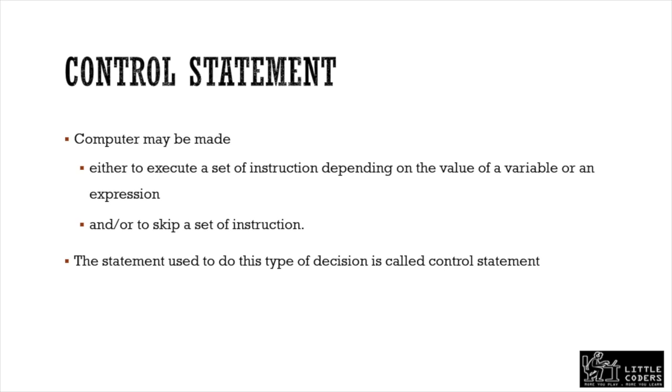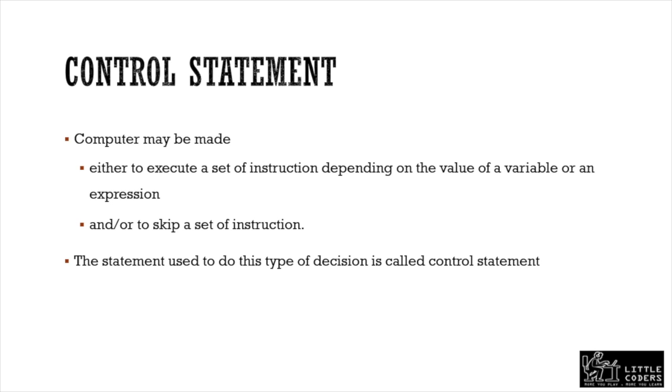Now, using this kind of control statements, we may execute a group of instructions or skip a set of instructions depending on the value of a variable or an arithmetic expression. If the value of an arithmetic expression is given, based on that, it will skip or do certain instructions. So this is what is done in a control statement.